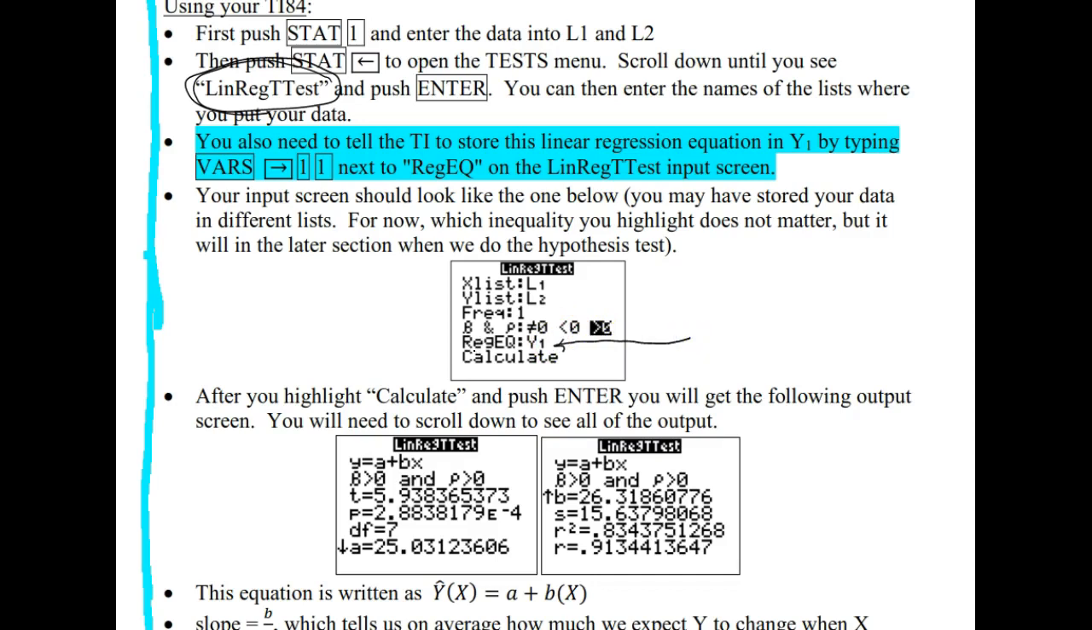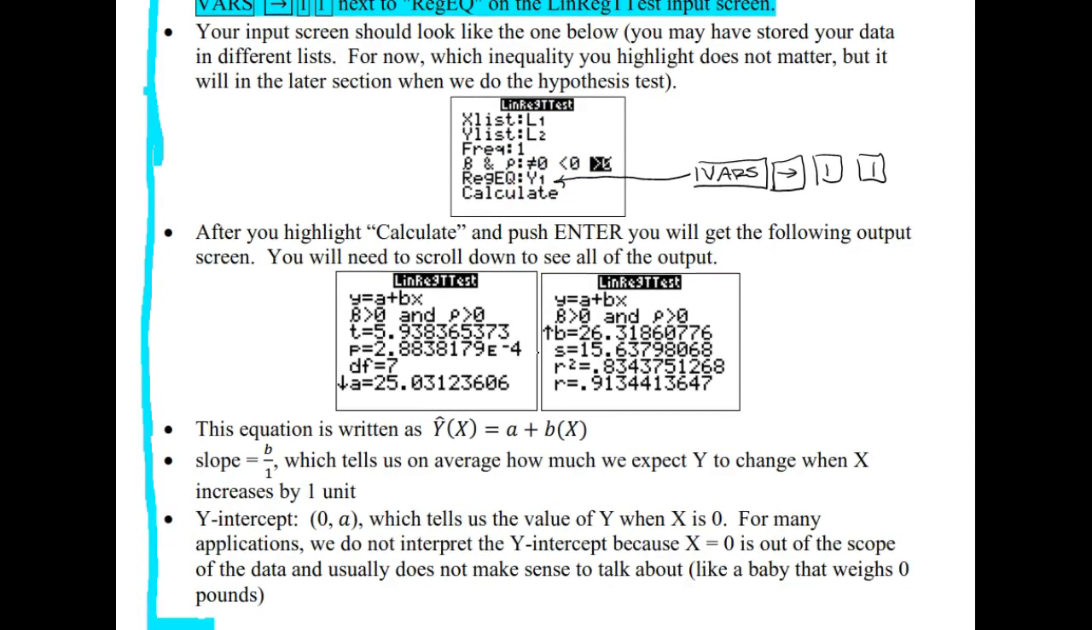So for most of you, next to regression equation, it is probably blank. So it's important that you take a second and actually put a Y1 there. You can do that by hitting your Vars button and then right arrow, 1 and 1, to type a Y1 there. That should then stay there unless you somehow accidentally delete it. Once that's there, that just gives us a place to store that equation. Then after you highlight Calculate and push enter, there's a lot on the output screen, and so you would need to scroll down to see the other values.